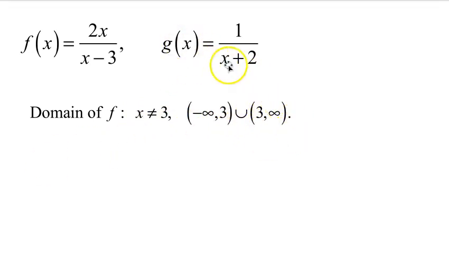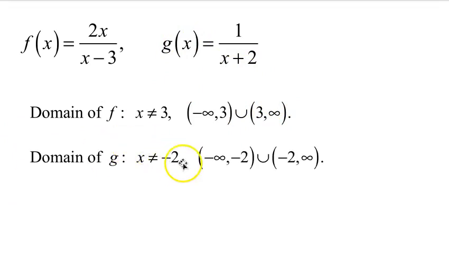And as far as g goes, we can't be negative 2. So the domain of g tells us x cannot be negative 2, so let's throw that out. The interval from negative infinity to negative 2, union from negative 2 to infinity.